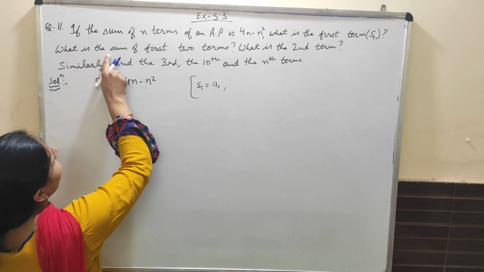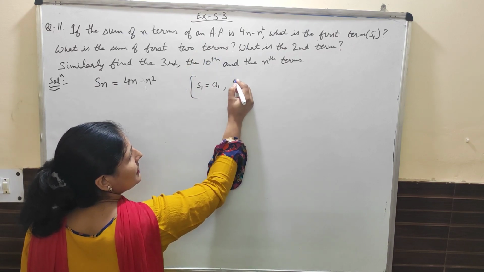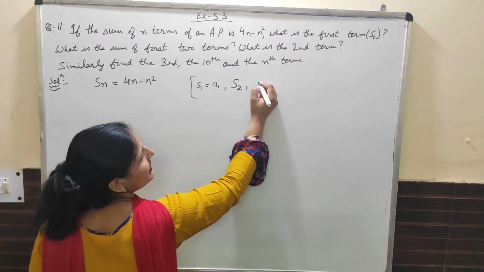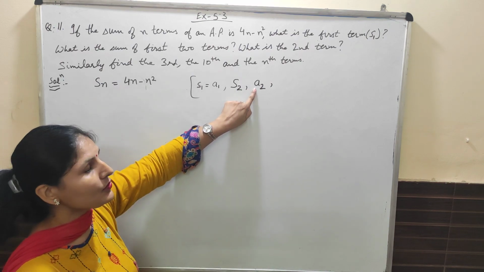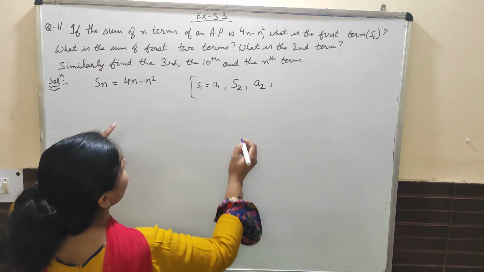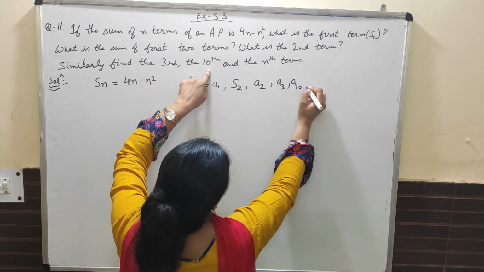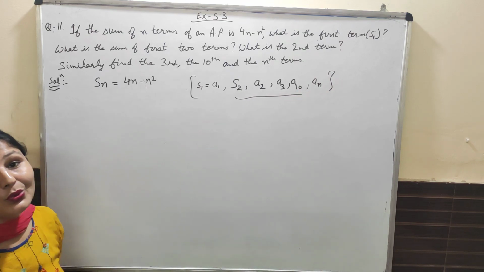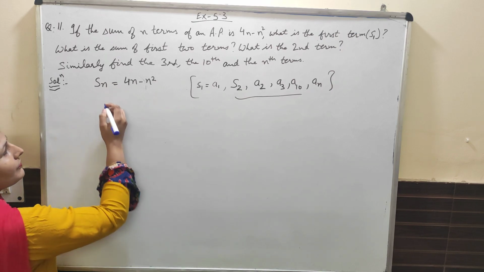And what is the sum of first two terms? Sum of first two terms means S2. What is the second term? Second term means A2. Term के लिए यूज करते हैं A और sum के लिए S. Then similarly find the third, A3, 10th, A10 and nth term. These are the terms that we need to find. So let's work on the first.